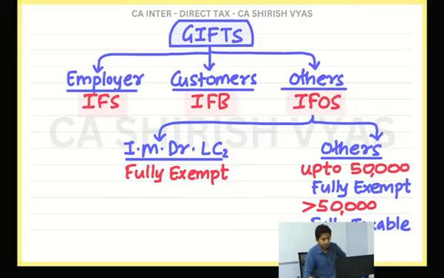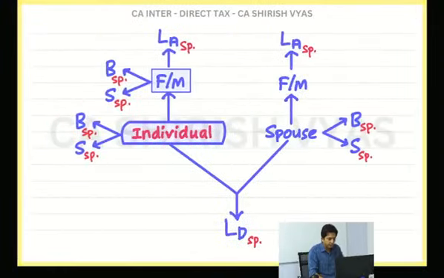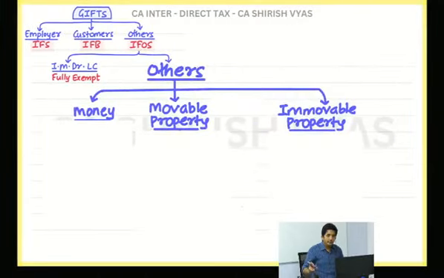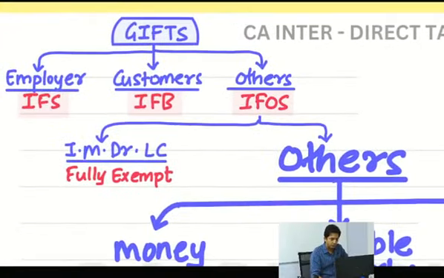Now it seems like it's over, but now there are further details. Look here, can you see this chart coming again? In the previous chart I showed you this much only: the employer gives salary, the customer gives business income, others give income from other sources. In that, I am Dr. LC is fully exempt, and then others.